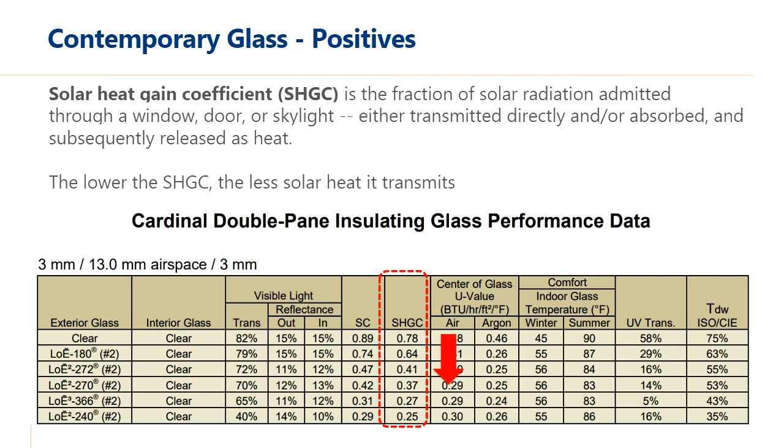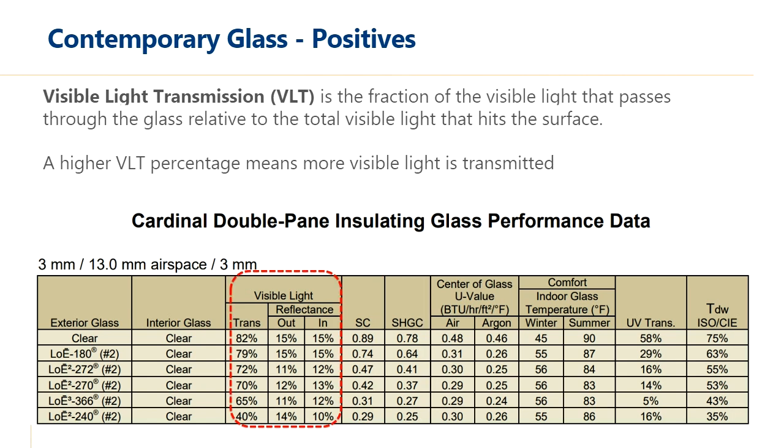Now, that can be good or bad, depending on your climate zone. You can see that depending on the type of low E coating, the addition of that coating can significantly affect the solar heat gain coefficient. Visible light transmission is the fraction of visible light that passes through the glass relative to the total visible light that hits the surface. A higher VLT percentage means more visible light is transmitted. You can note the trade-off here between visible light transmission and solar heat gain.